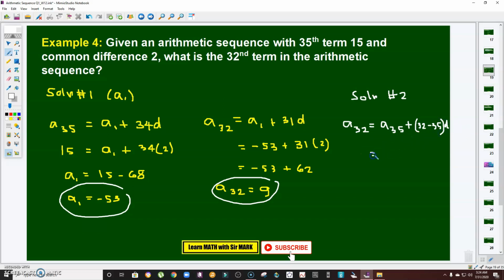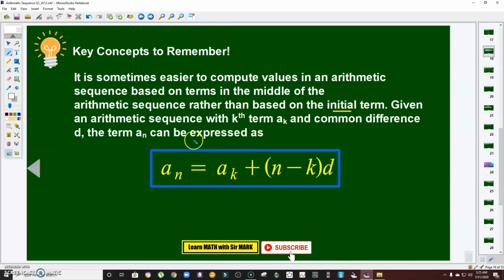The good thing here is, given na yung 35th term natin, which is 15, plus 32 minus 35, we know that's negative 3. And ang common difference natin, since given yan, is 2. So clearly, ang a sub 32 natin, or 32nd term natin, is just 15 minus 6, which will give you the same result as 9. Ang ikse, di ba? So this is the shortcut in solving problems if you want to avoid a sub 1. Take note of this formula.